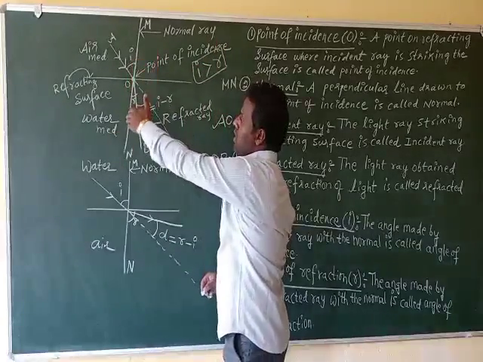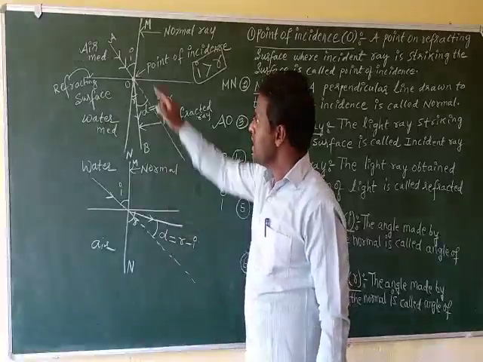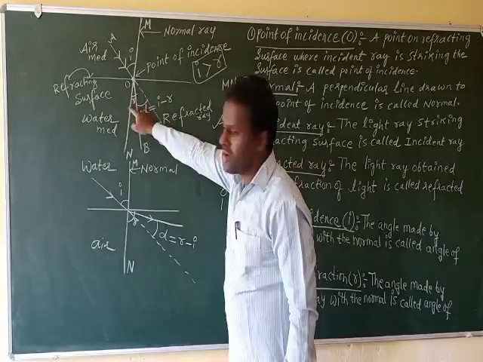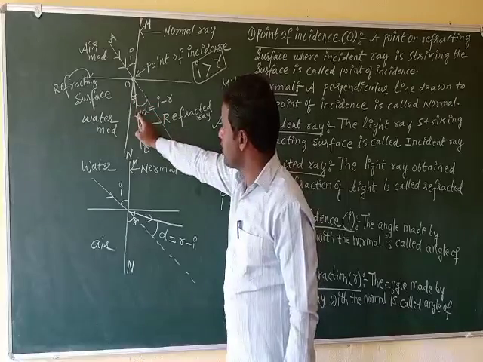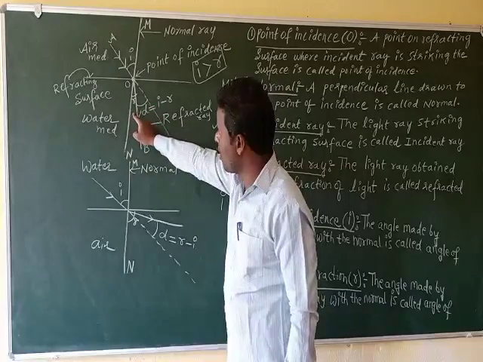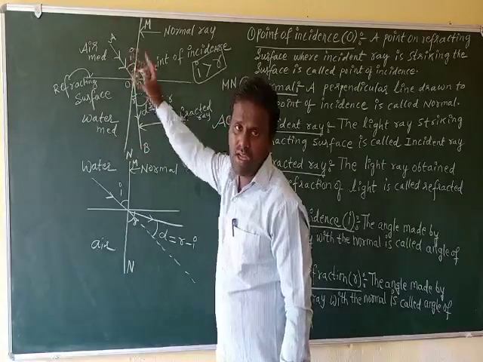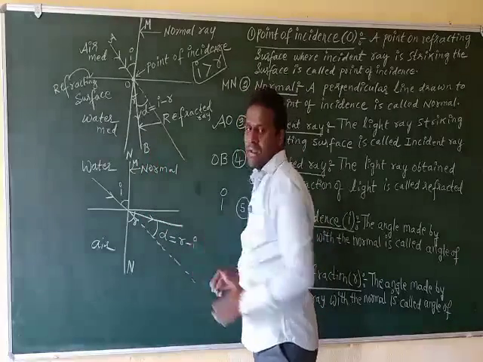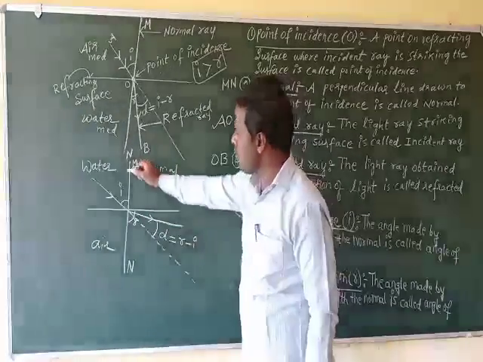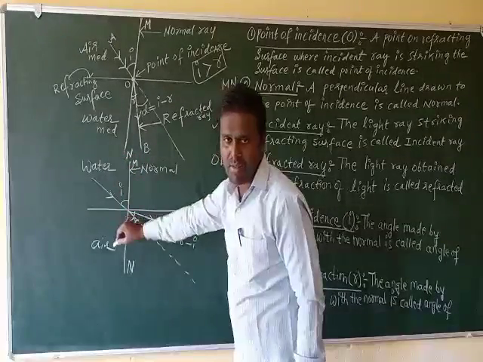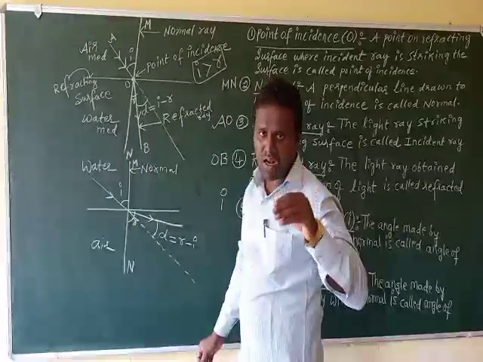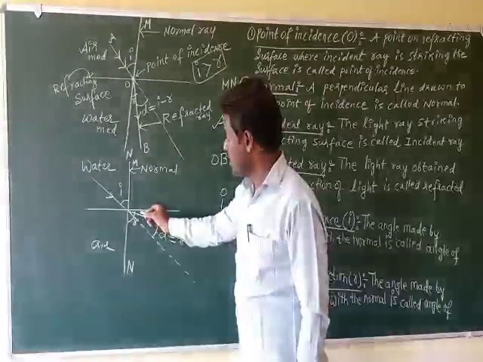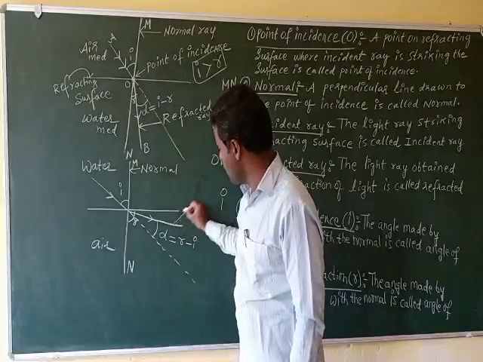When light is coming from air medium to water medium, its speed decreases and it bends towards the normal. So here you can see the angle of refraction is smaller than the angle of incidence. Now when the same thing happens water to air, when light is traveling from water medium to air medium, what happens to the refracted ray?